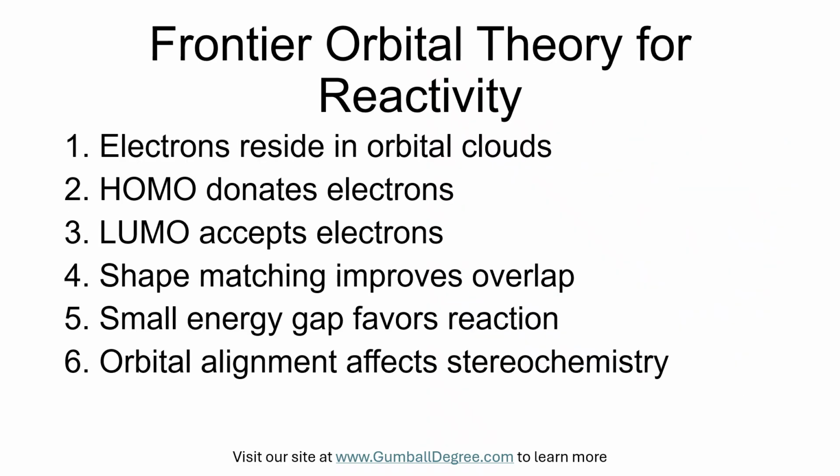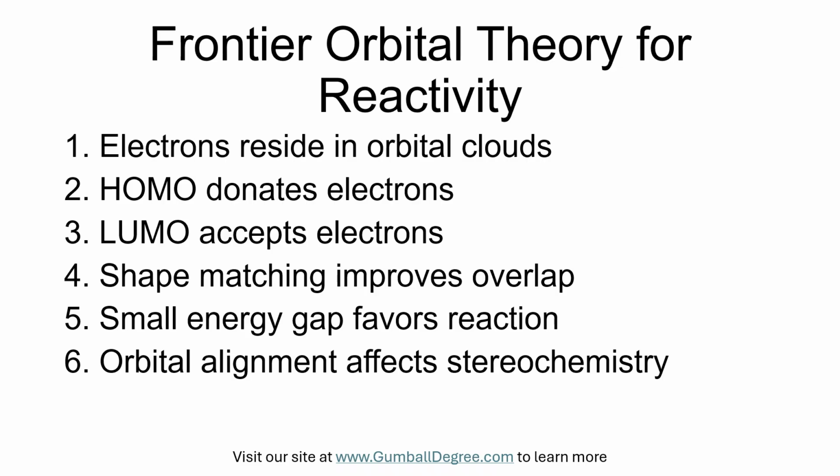Think of molecules like puzzle pieces made of clouds where electrons live. The highest occupied molecular orbital is the cloud where electrons are ready to move out, and the lowest unoccupied molecular orbital is a cloud that can accept electrons. If the donor cloud and acceptor cloud match in shape and point toward each other, they overlap well and the reaction is easier, and if their energies are close, electrons move with less push.